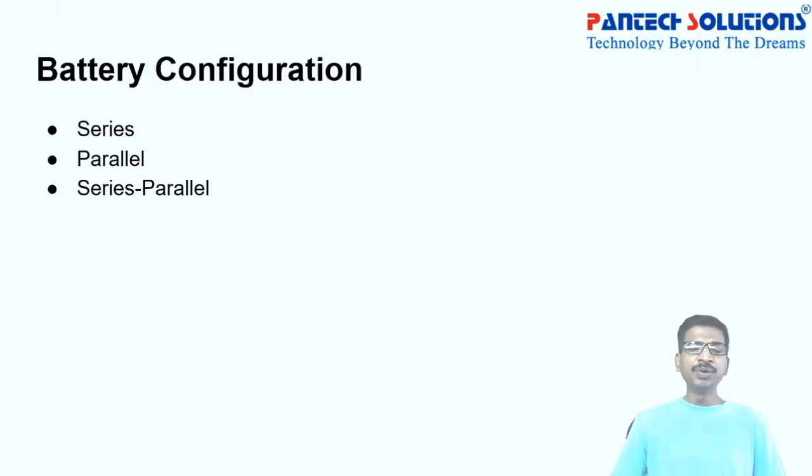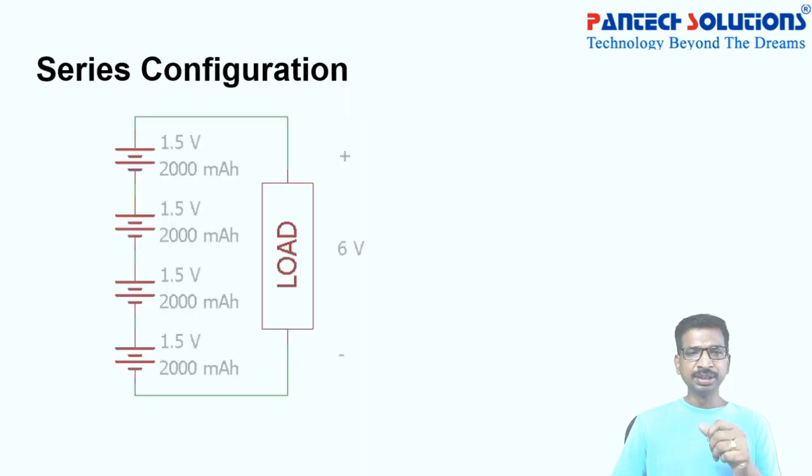Now, how can we configure the battery? There are 3 different types: series, parallel, and series-parallel. As we know, in a series combination of voltage sources the voltages add and the current remains the same. Whereas in a parallel combination the voltage remains constant and the currents add. In series-parallel, both the voltages and the currents can be added, based on the configuration. If you take a series configuration, for example 1.5 volt, 2000 milliampere sources, 4 sources have been added in series.